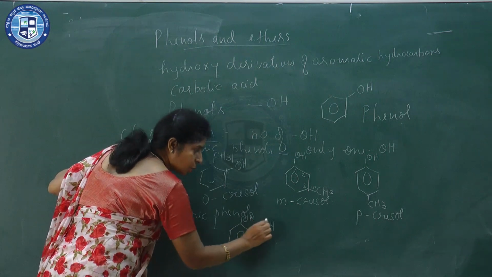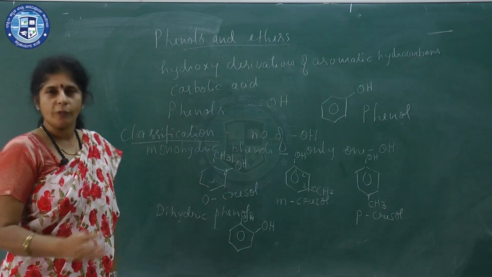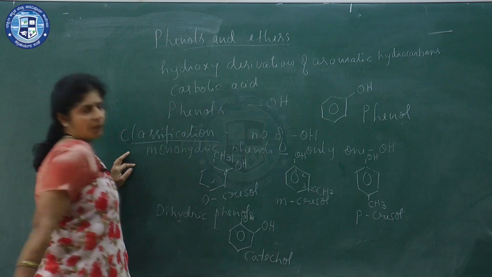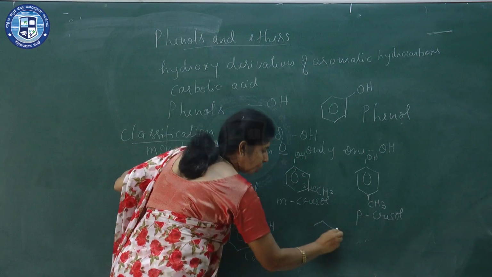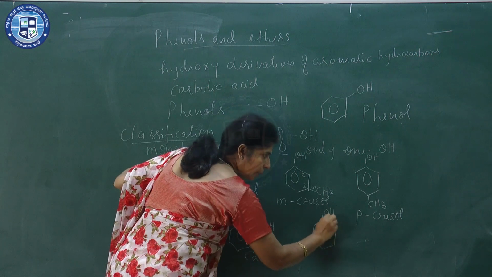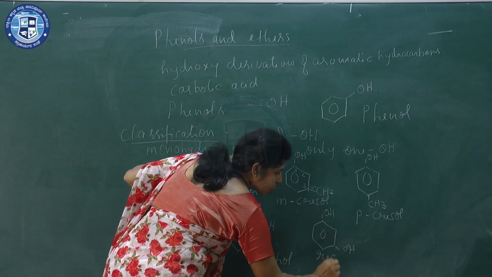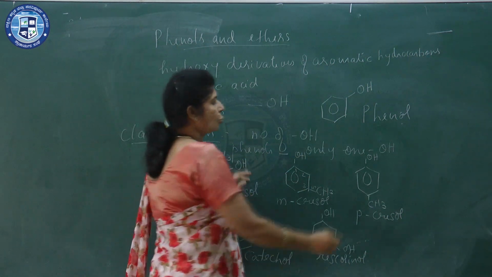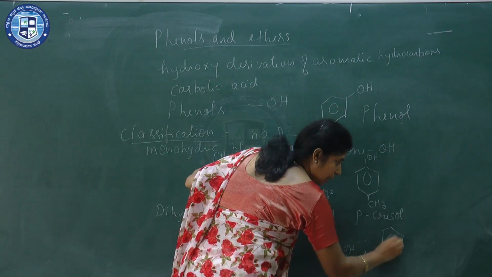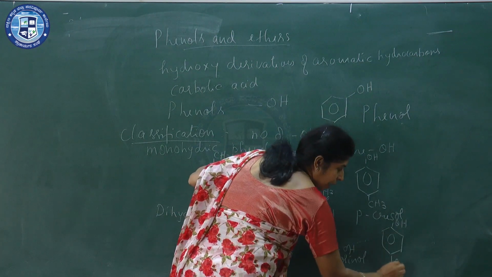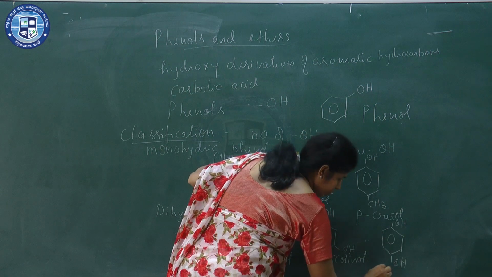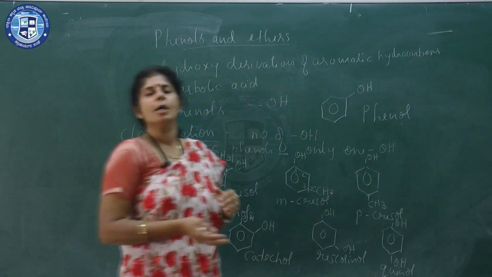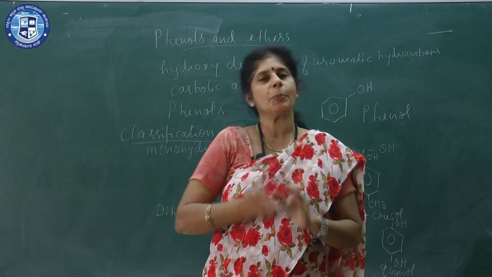If it is present on the ortho position, trivially this is known as catechol, right? If it is present in the meta position, the 1,3 position, this is called resorcinol. Now the last remaining one is the para isomer, where the two OH groups are at the 1,4 position, that is known as quinol. Right? So we have three different dihydric phenols with respect to benzene.